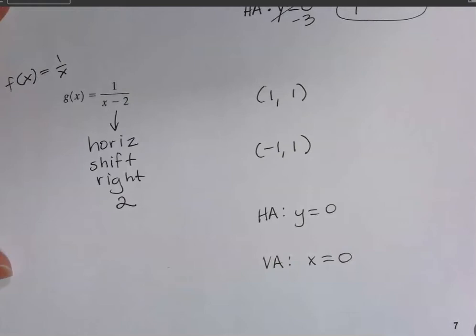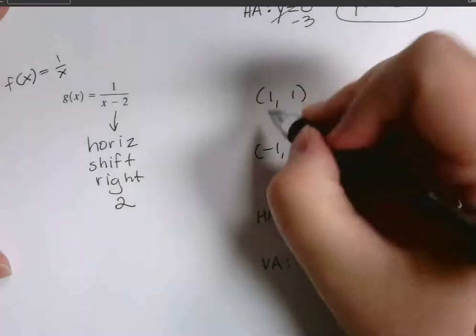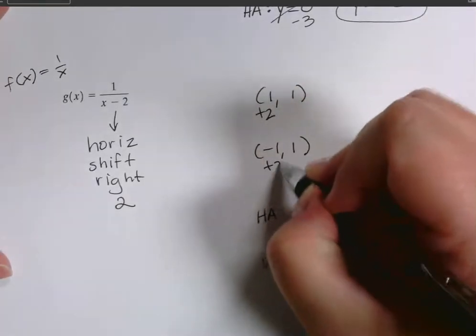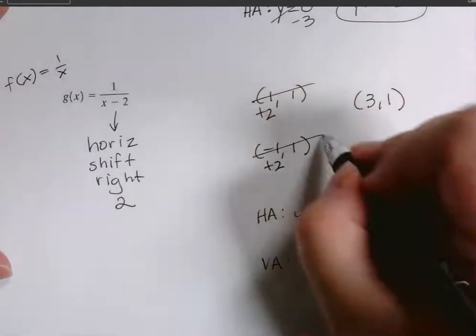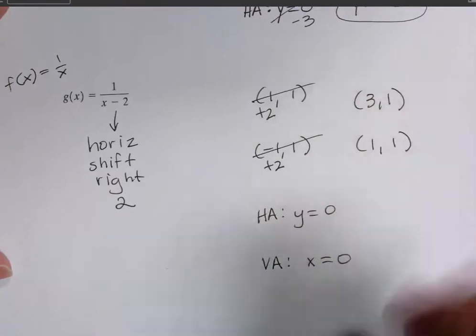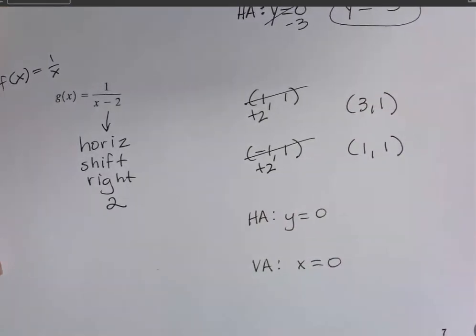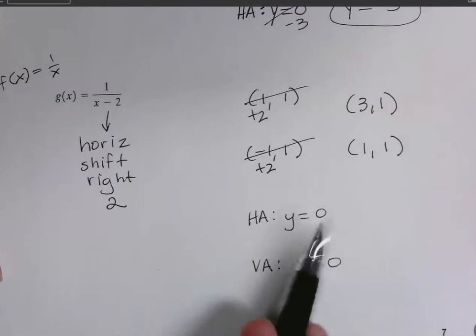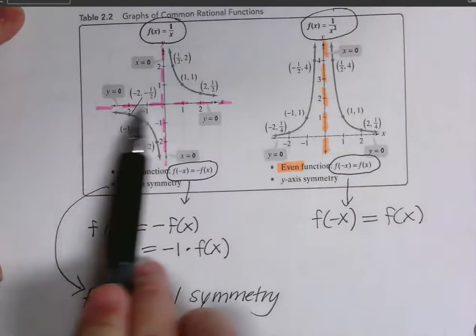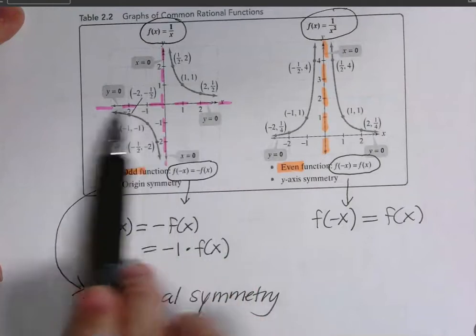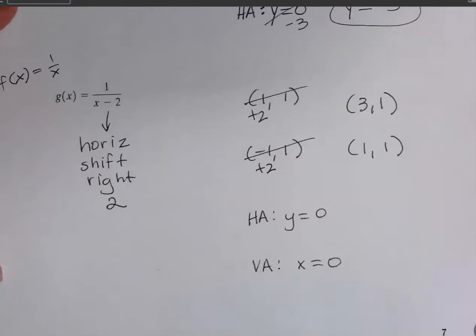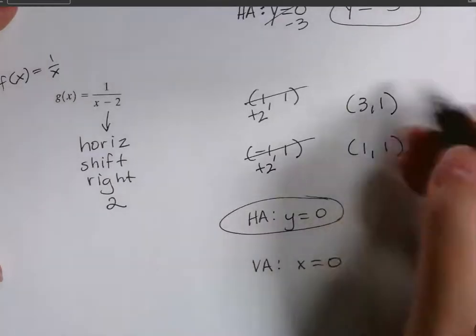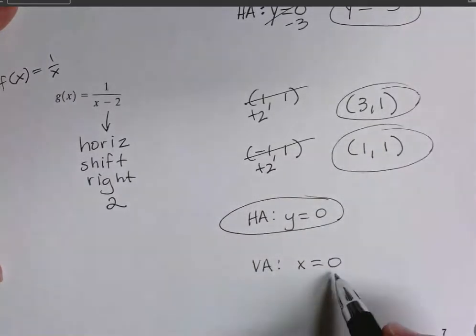All right, so that means I add 2 to my x values. So I'm going to add 2 here, add 2 here. That would give me 3, 1, and this would give me 1, 1. So I've shifted things 2 to the right. It's not going to move a horizontal asymptote. If you're going left and right, this line stays the same whether I push it to the left or the right. It will move a vertical asymptote.